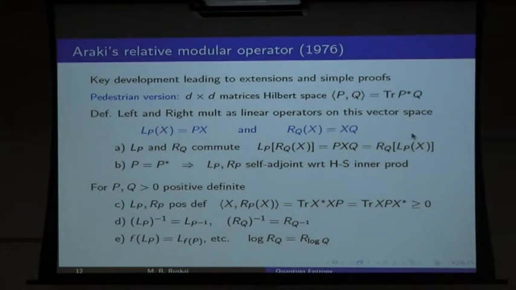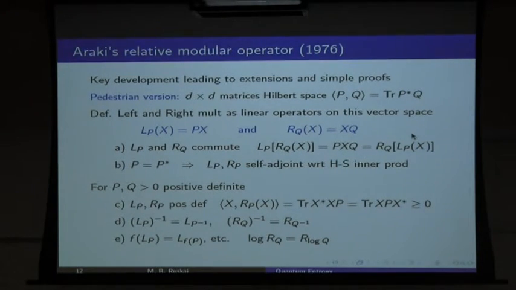The next key development, and really the clue to simple proofs, was that Araki wanted to generalize things to type 3 von Neumann algebras which don't even have a trace. And I'm going to give you the pedestrian version. Namely, look at the d by d matrices, so we'll stick to finite dimensions. You can use the Hilbert-Schmidt inner product, and now we define operators on the space of matrices: you simply multiply on the left by p, and then r sub q is multiplication on the right by q. And the nice thing about this is that even if p and q don't commute, the left and right multiplications do commute.